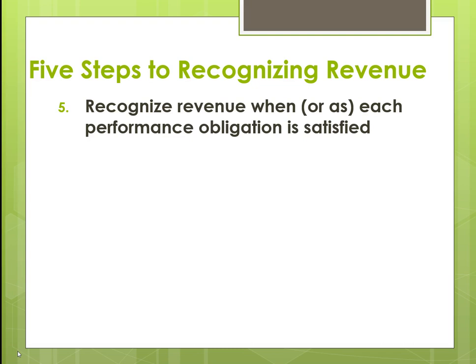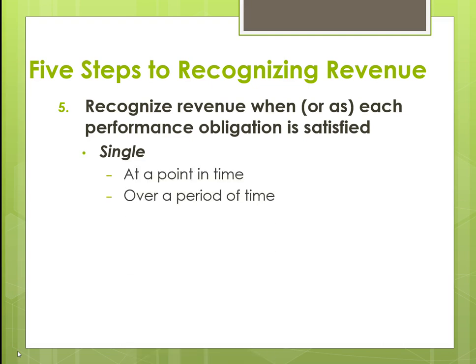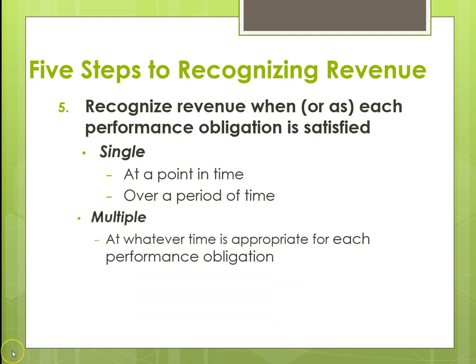obligation is satisfied. For a single obligation, that would be when the obligation is complete, at a point in time or over a period of time. An example of over a period of time might be a long-term contract or a service contract. At a point in time would be you sold a piece of equipment. For multiple obligations, it's at whatever time is appropriate for each performance obligation. So now we're going to walk through some examples. The first will be a single obligation, and the next will be multiple obligations.